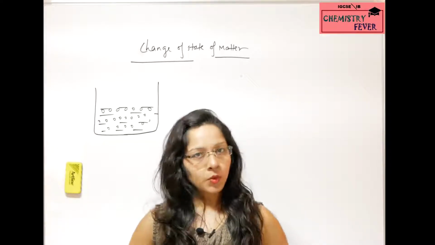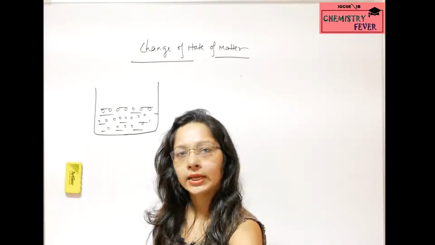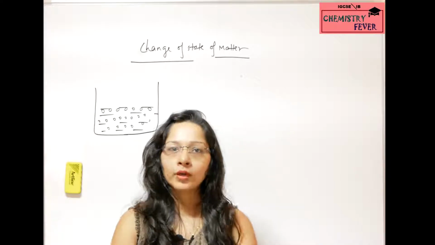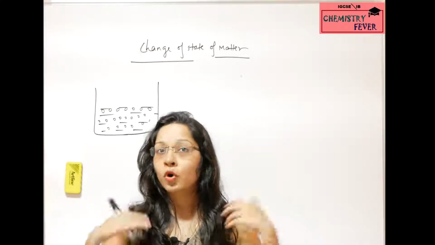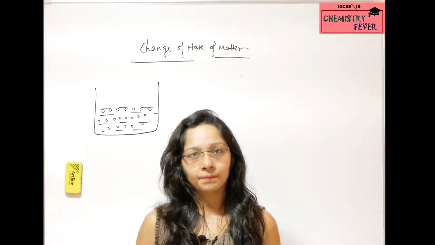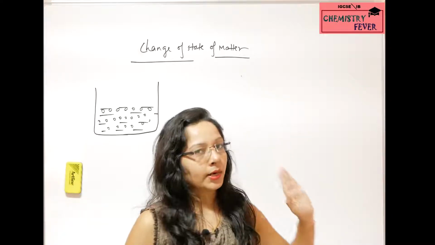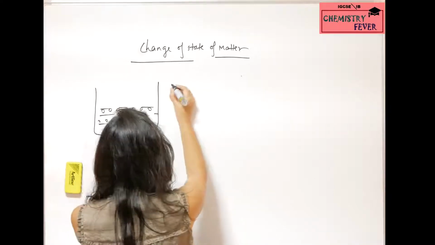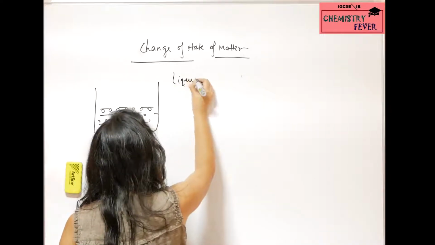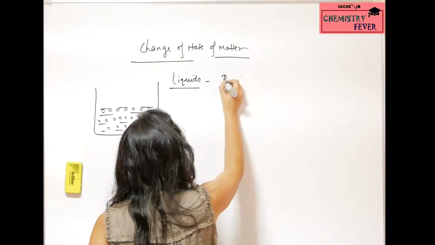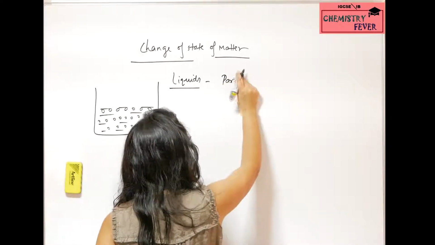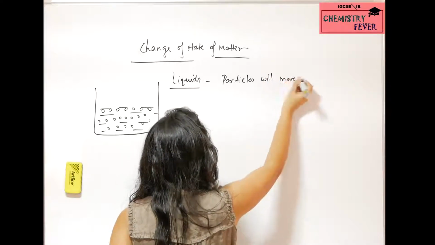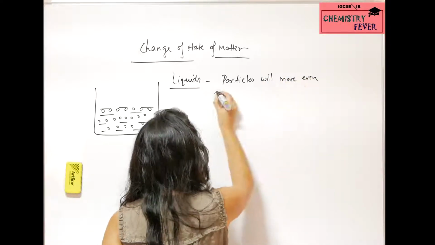Suppose there is a space. You are standing here, the next person is standing 4 feet away, and you are all walking together. Suppose you are walking, the other person is also walking, so there is more probability of getting faster. So here the particles will move even faster. So the first point is, as we are continuing for liquids, particles will move even faster.